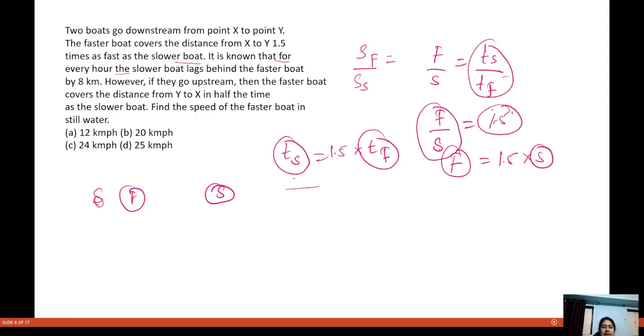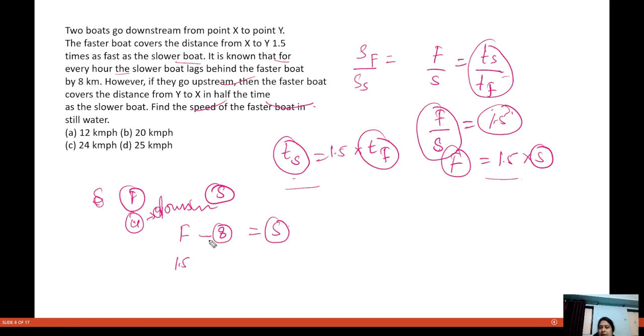Fine. Similarly, we also have the information that the speed of the faster boat is greater than the speed of the slower boat by 8 km per hour. So we have these two equations. Obviously, now we can substitute. From here we get the speed of the faster boat is 1.5 times. Now this is for downstream. We are calculating this for downstream. The upstream case will come next.